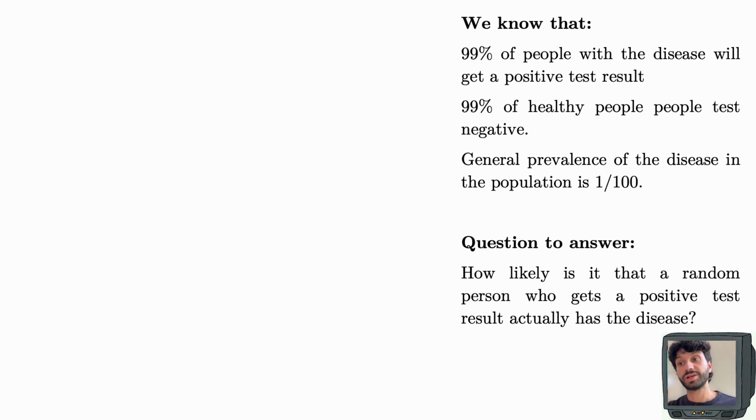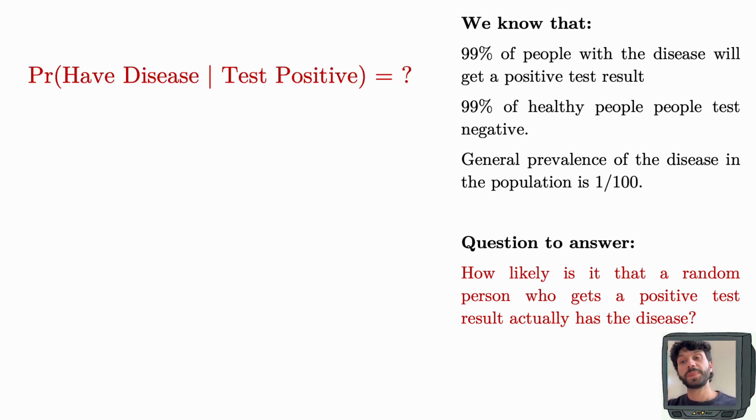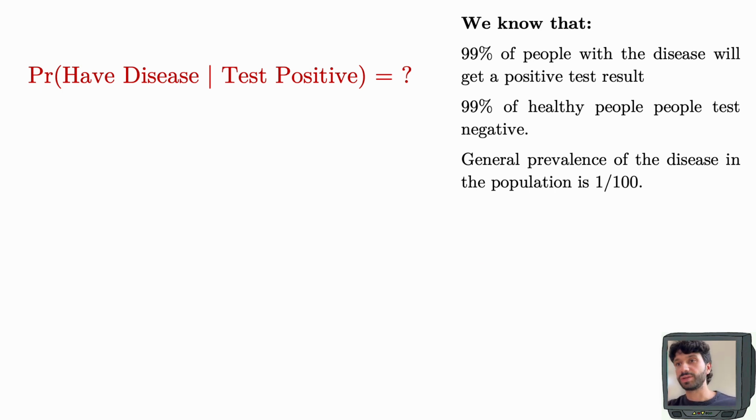Okay, so let's start, as usual, at looking at the question to answer and put it in probability form. This is going to be the probability that the person has the disease, given that they test positive, right? I told you, how likely is it that a random person gets a positive test result? They get the positive test result, so that's given. How likely is it that they have the disease? So how probable is it that they have the disease given that they test positive? That's what we're going to care about. Okay, we can erase the question now because we know the value that we want to answer.